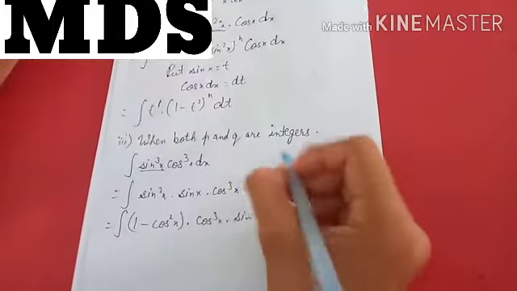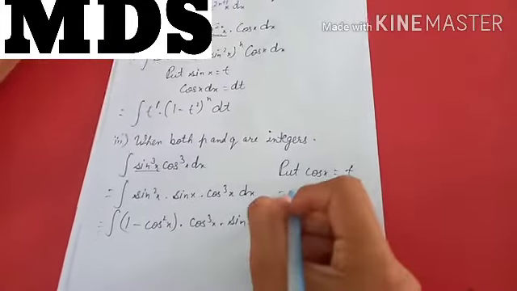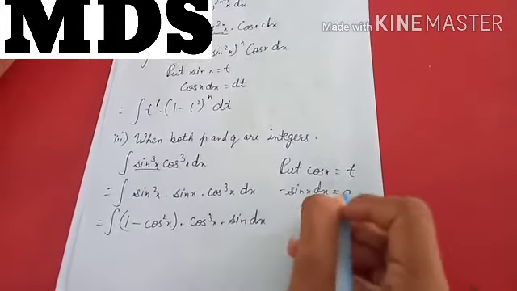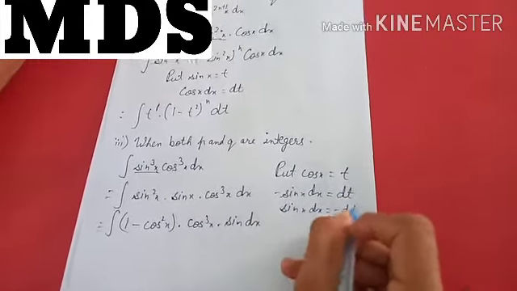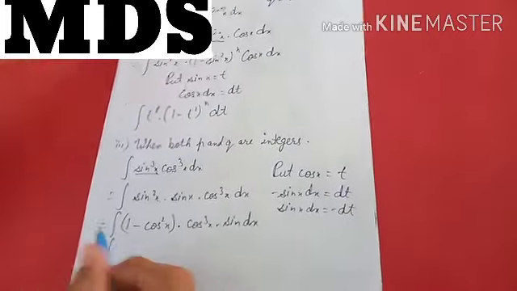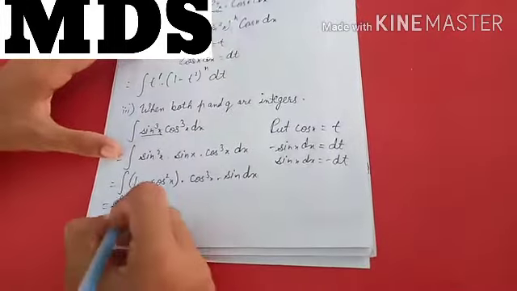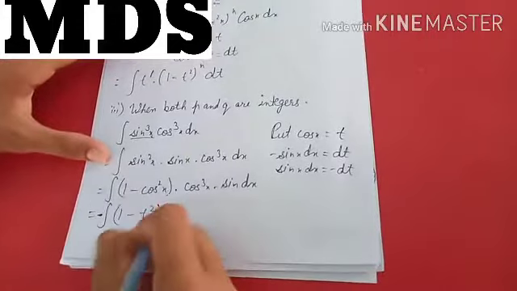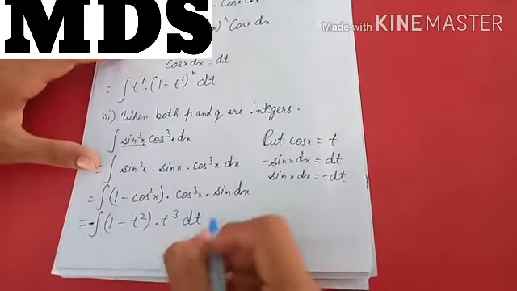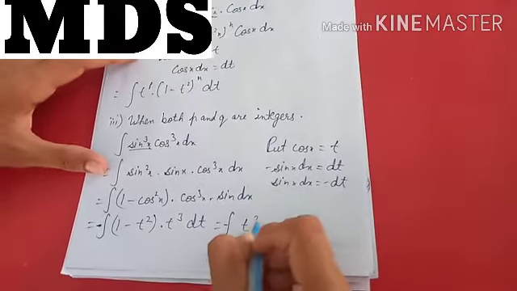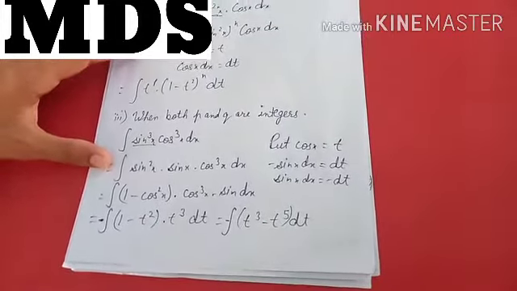Now I will put cos x equal to t, so minus sin x dx will be equal to dt, that means sin x dx will be equal to minus dt, and then my question will be, first of all I will take my minus sign outside the integration, it will be 1 minus t square into t cube dt. This I can write as minus outside, t cube minus t raised to power 5 dt, multiplying t cube inside the bracket.